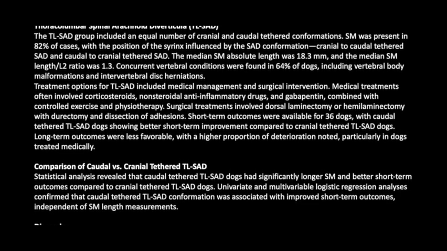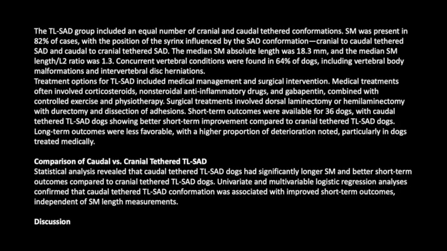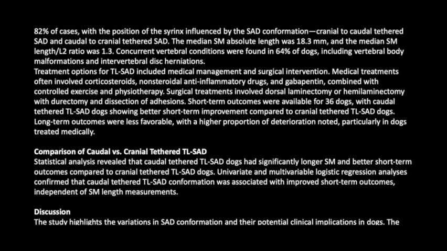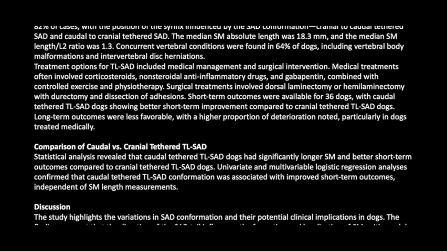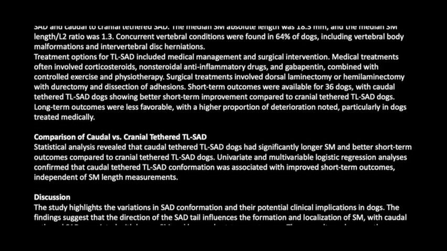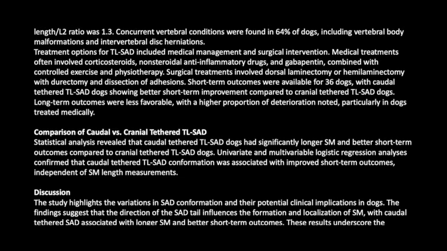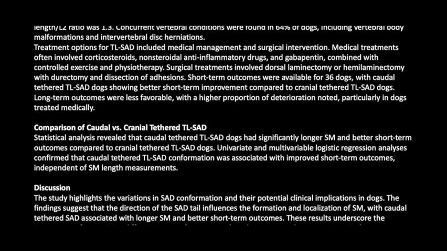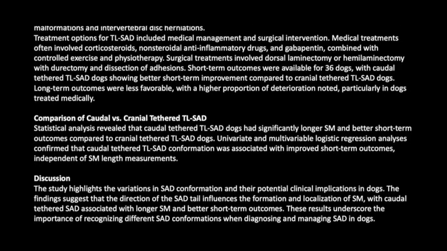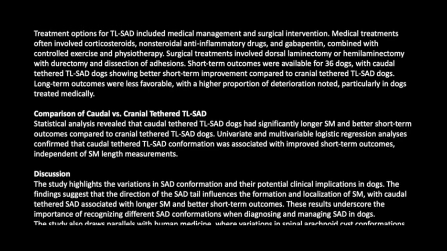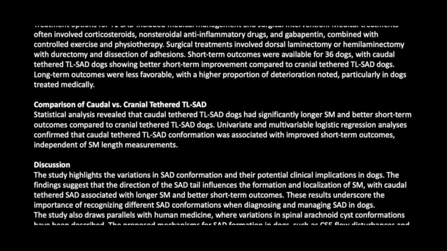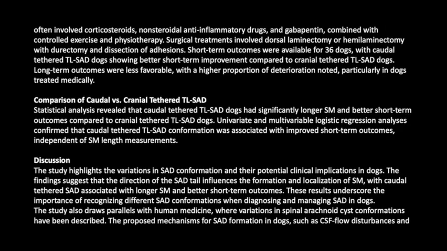Treatment options for TL-SAD included medical management and surgical intervention. Medical treatments often involved corticosteroids, nonsteroidal anti-inflammatory drugs, and gabapentin, combined with controlled exercise and physiotherapy. Surgical treatments involved dorsal laminectomy or hemilaminectomy with durectomy and dissection of adhesions. Short-term outcomes were available for 36 dogs, with caudal-tethered TL-SAD dogs showing better short-term improvement compared to cranial-tethered TL-SAD dogs. Long-term outcomes were less favorable, with a higher proportion of deterioration noted, particularly in dogs treated medically.